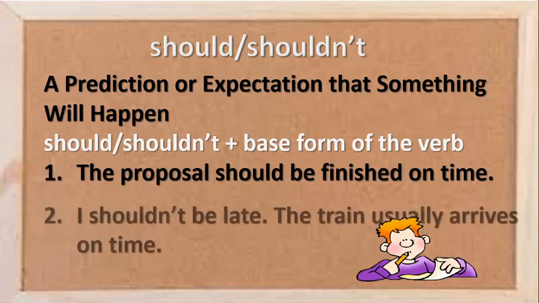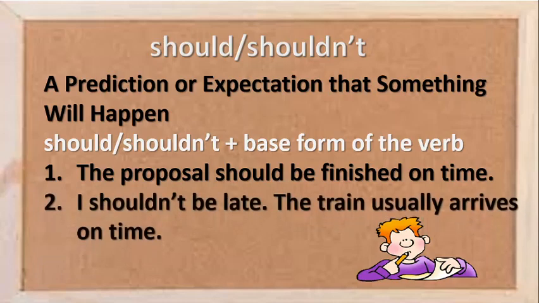Let's look at the second example. I shouldn't be late. The train usually arrives on time. I shouldn't be late because the train usually arrives on time. You can see the expectation. I am not expected to be late since the train always comes on time. So think of other ways you can apply this rule to express expectation or make a prediction of something that is yet to happen.